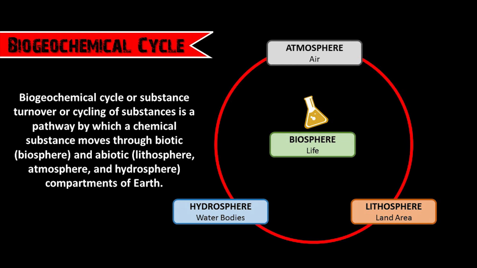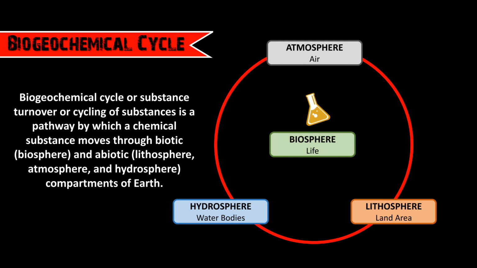Biogeochemical cycle, or substance turnover, or cycling of a substance, is a pathway by which a chemical substance moves through biotic and abiotic components of the earth. So I told you bio, right? Which means related to life, geochemical, which will be related to the earth. So non-living, so from a living organism to a non-living and back to a living organism. This cycle, when it occurs, is called a biogeochemical cycle. I hope you are very clear with the definition.